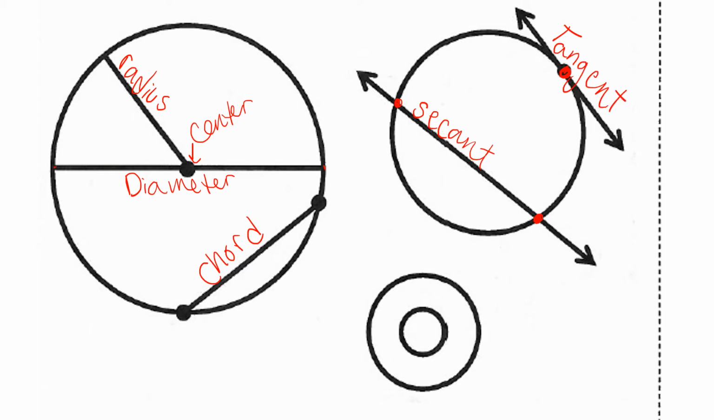And then our last vocab word was concentric circles. So more than one circle. So there's 2 circles here, and they share the same center. So those 2 circles are concentric.